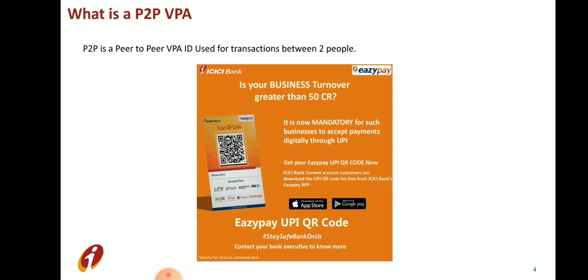Another point that I would like to reiterate is that one merchant can have any number of current accounts, but one current account can have only one P2P and one P2M UPI ID.